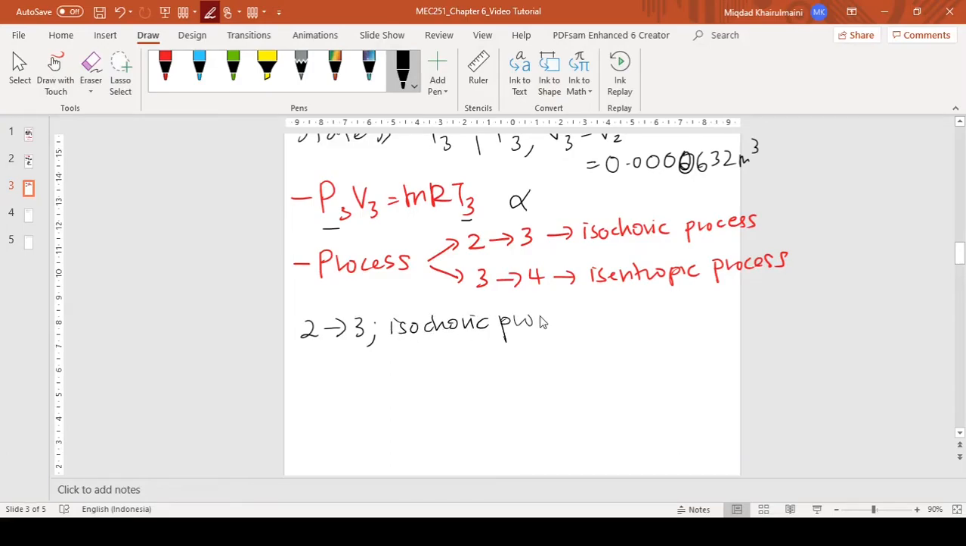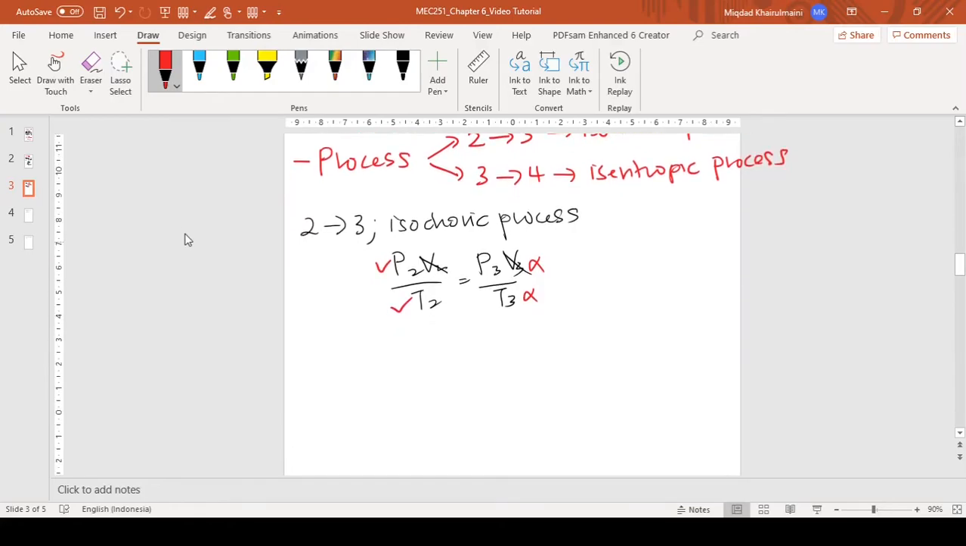So using the combined gas law, P2 V2 T2 over P3 V3 T3. For an isochoric process, the volume is the same. But when we check, we have pressure and temperature at state 2, but we don't have the pressure or the temperature at state 3. So the first process cannot be done. So we try the second process, from state 3 to state 4, which is the isentropic process.